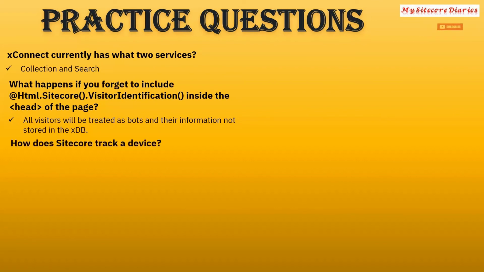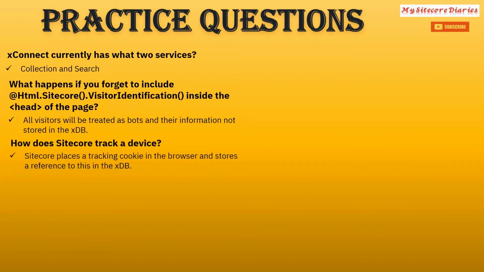How does Sitecore track a device? How does Sitecore know the devices? Sitecore places a tracking cookie in the browser and stores a reference to this in the XDB. So every request has a tracking cookie, which is stored in the XDB.